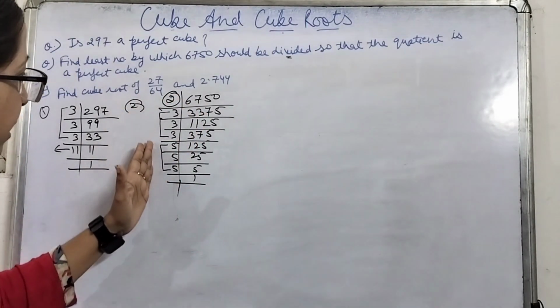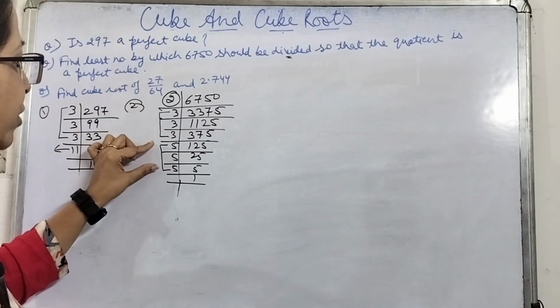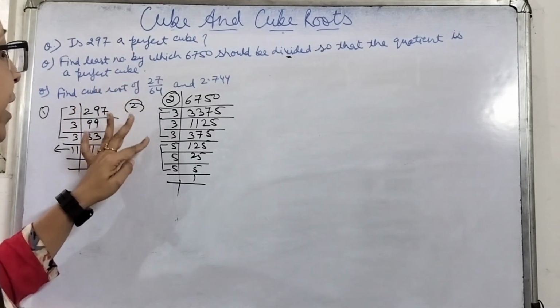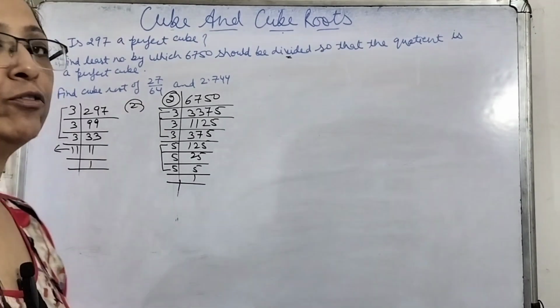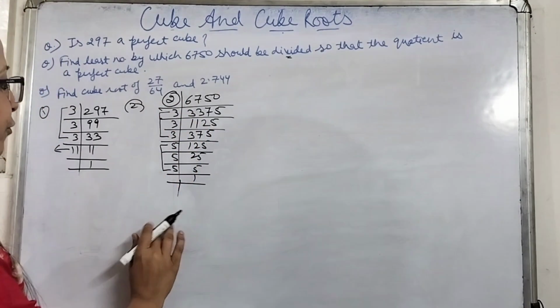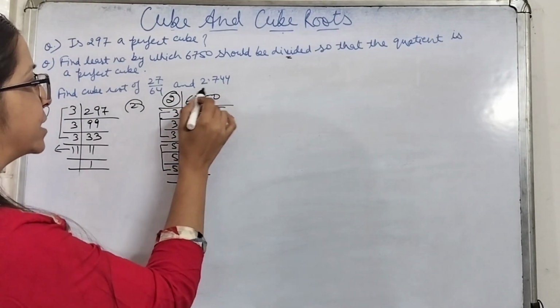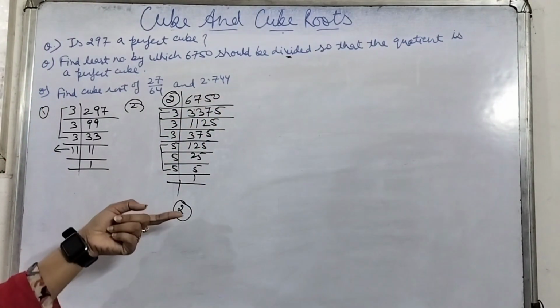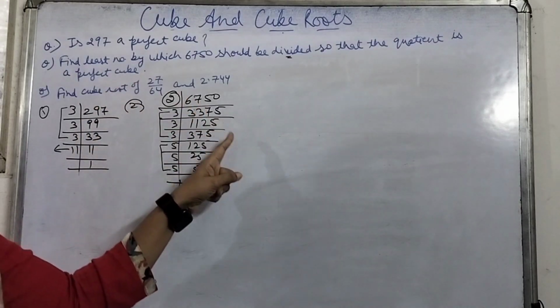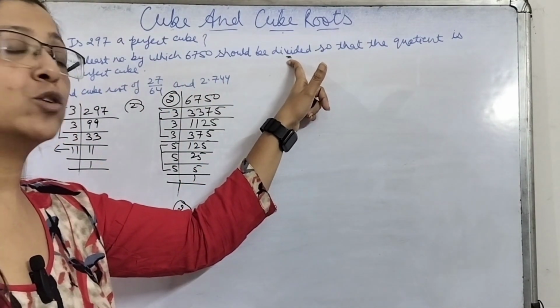Rest all the factors are in the group of threes. There are 3 threes and 3 fives. That means 3 and 5 are having the group of triplets. So the extra number is your 2 only. So if we divide 6750 by 2, whatever number comes will be a perfect cube, because the question was to be divided.